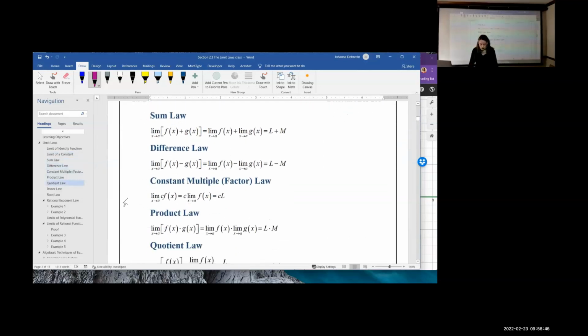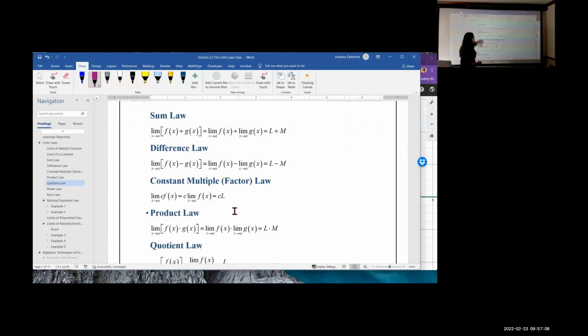So here are the first ones. We're going to go through the sum law, difference law, and constant multiple factor laws quickly because they're straightforward. The product law and the quotient law are not. These are the 2 that are counterintuitive. They are not what you think they would be. And we'll talk about why they're not.